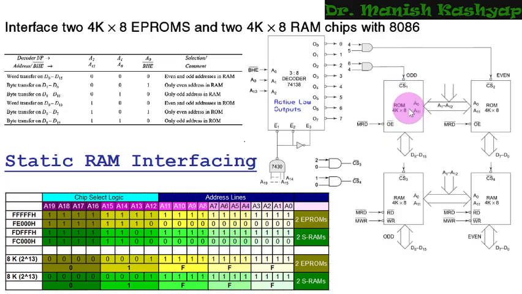Now you will wonder why I said that A0 to A12 should be the number of address lines that will be used. But here, since this memory chip contains 4K locations, 4 is 2 raised to the power of 2, and K is 2 raised to the power of 10. So only 12 address lines will be used for one ROM chip. Combinedly, for 2 ROM chips, you will be requiring 13 address lines.